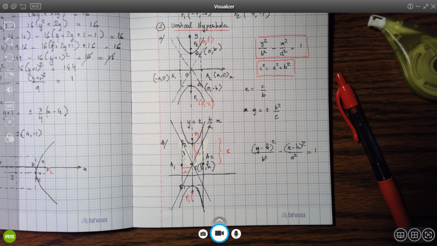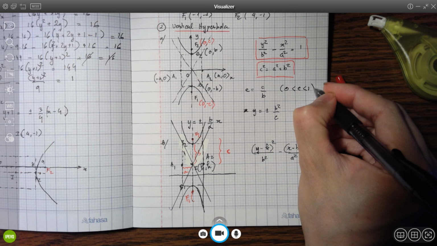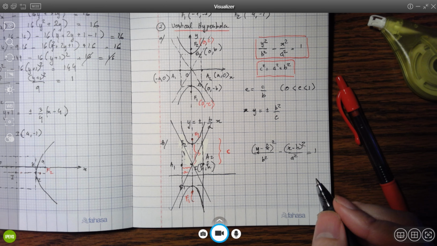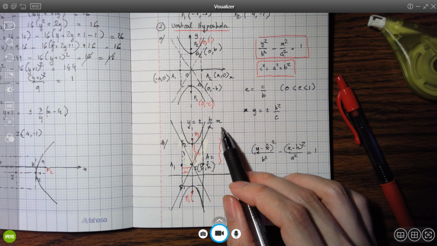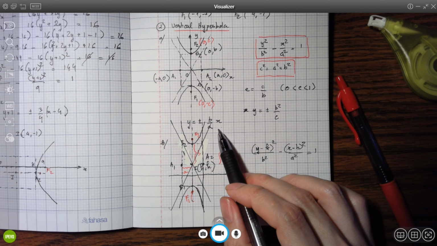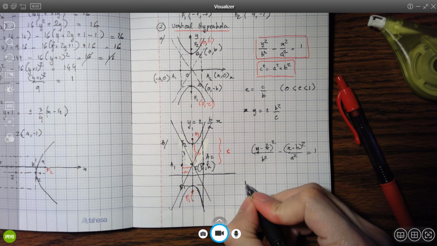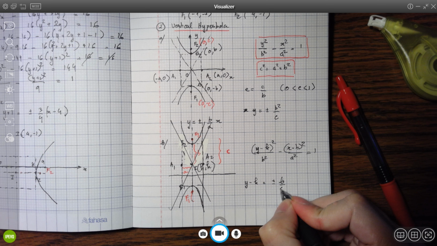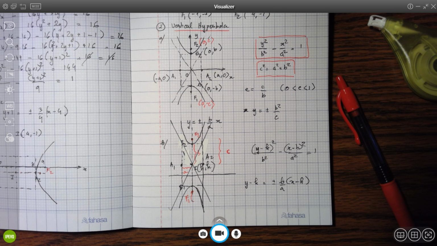Eccentricity could be the same, it's still greater than 1. Okay, c squared equals a squared plus b squared, so those things are the same too. The second thing that changes is the asymptote. The directrix equation will be the same. The asymptote will be y minus k equal to plus or minus b over a times x minus h.